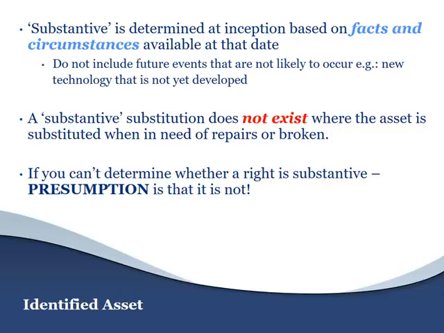It also says that a substantive substitution does not exist where the asset is substituted because it needs repairs or is broken. And I think that makes a lot of sense. So if I'm renting you a certain type of asset, and that asset breaks down and I bring in another one either temporarily or I have to replace it because quite simply it's broken down, that would not be substantive. That's clearly just an obligation I've got within the lease.